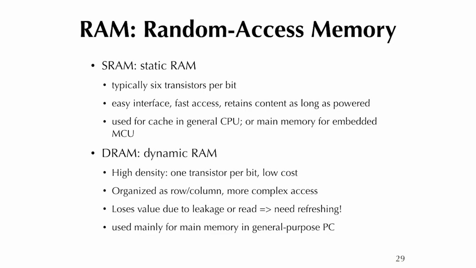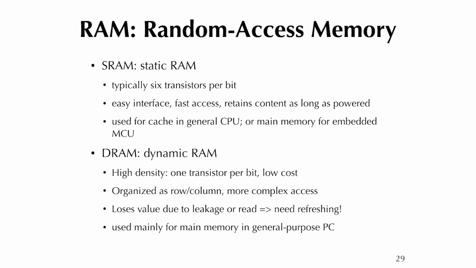Now, there are two kinds of memory I talked about, and these should be reviewed from your architecture class too. So SRAM versus DRAM, you should know the difference. SRAM, for static RAM, uses on average 6 transistors per bit. Sometimes you can get it down to 5. And it's easier to interface because it's static, and fast to access, and retains its content as long as it's powered. And so caches use SRAM. And some embedded processors have SRAM on the same chip, and they're much smaller compared to general purpose ones.